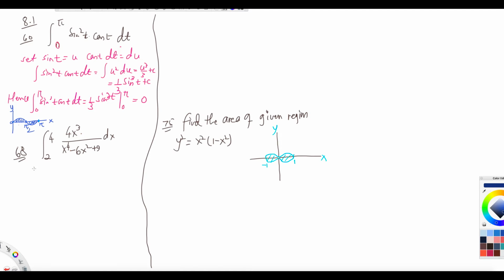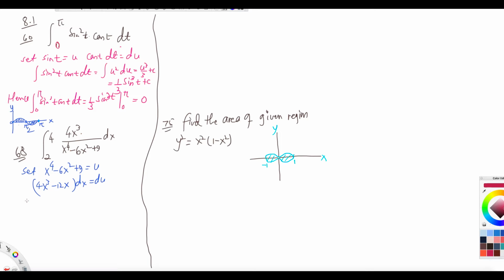Let us do that. Set x to the 4 minus 6x squared plus 9 equals u. Then the derivative is 4x cubed minus 12x dx equals du, right? But we don't have the negative 12x. How do I do that? I can write negative 12x plus 12x. Okay, let us try it that way.